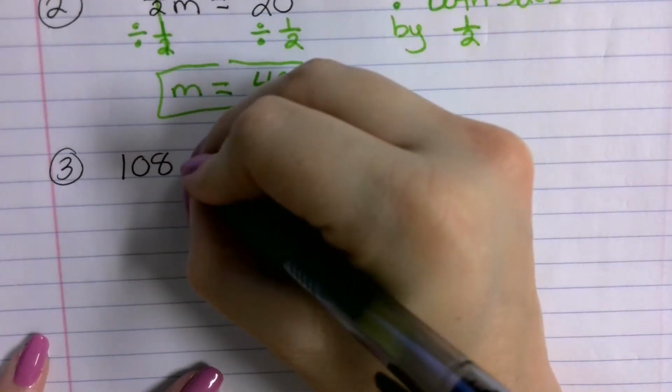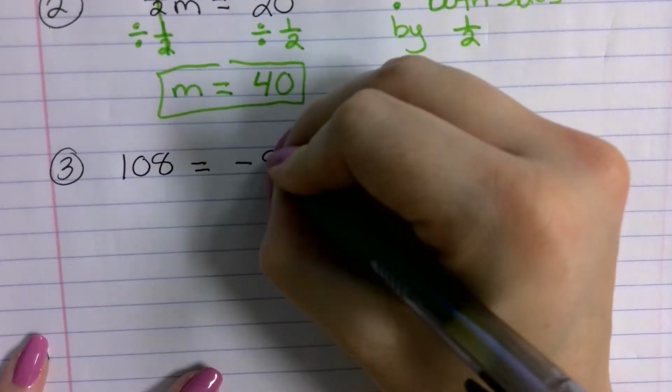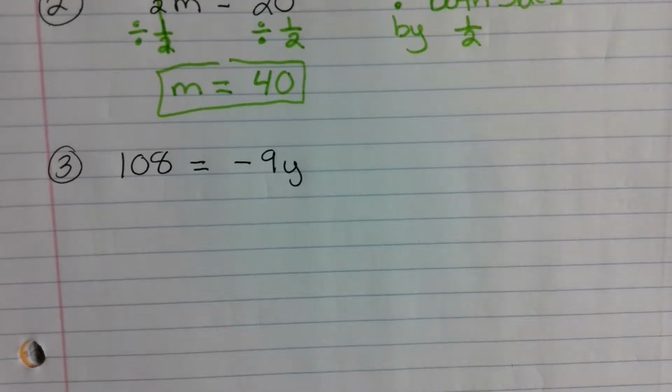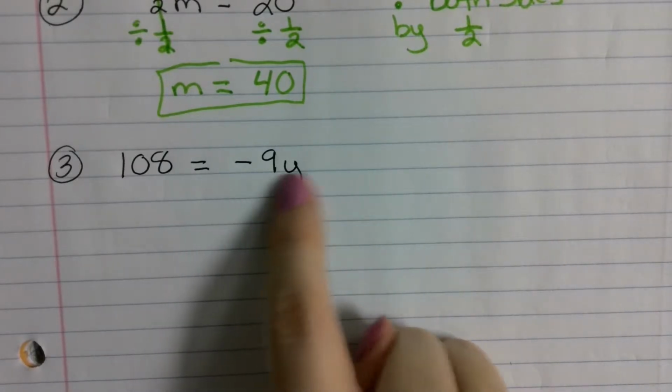We've got 108 is equal to negative 9y. What is the inverse operation that I have to do to both sides in order to get y by itself? Julian? Division. Very good. Right now, this is multiplication, isn't it?